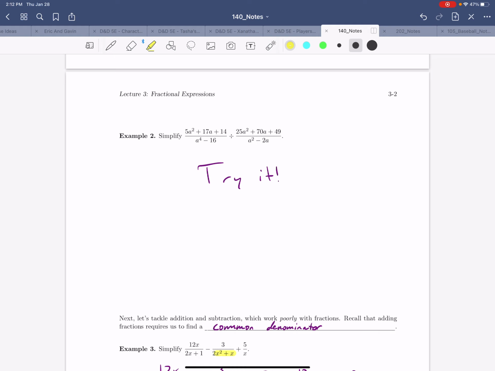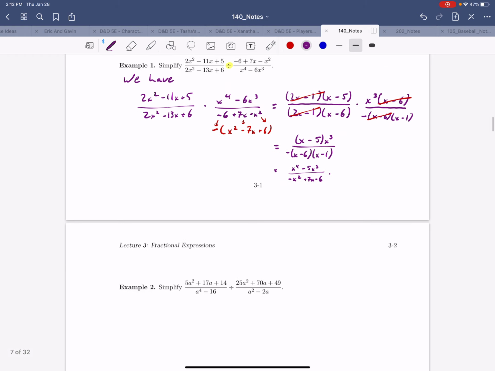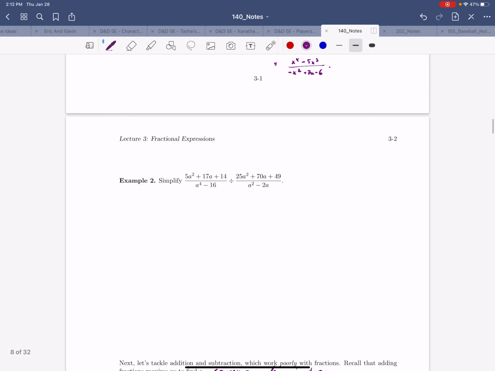Hey all, let's knock out example 2 from class that we didn't get to. This is very, very similar to example 1 that we had done in class. We were given some complicated fractions, some rational expressions, and we needed to simplify them. Now again, note that we're dividing. And that can be a little bit tricky, but remember all we need to do is just multiply by the reciprocal. Just make sure to do that.